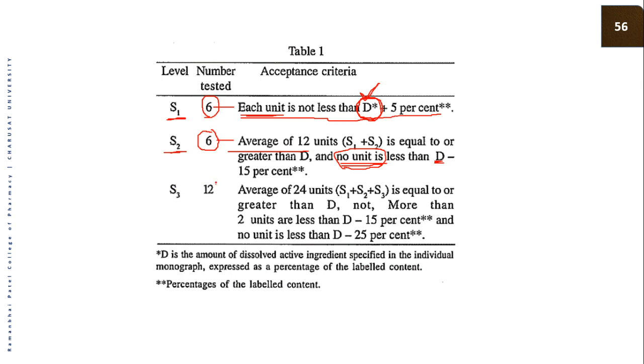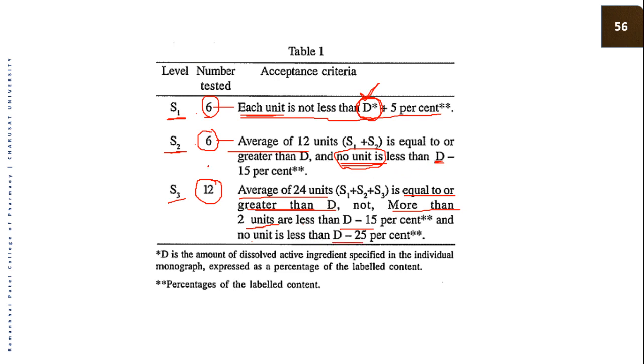and we have to now go to stage 3, have to perform the dissolution test with 12 units. So 6 plus 6 plus 12, so total now 24, and the criteria is something similar. Average of 24 units must be equal or greater than the allowed limit D, and a further criterion added here is not more than 2 units should be less than D minus 15, and no unit should be less than D minus 25.